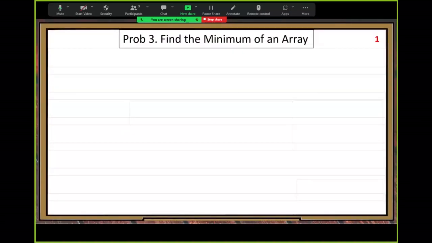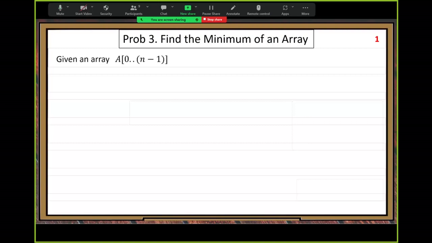Our computing problem number 3: find the minimum of an array. It's a simple problem. I believe everyone here can do it. But our main focus is not on the solution itself, it's on the optimality of the solution.